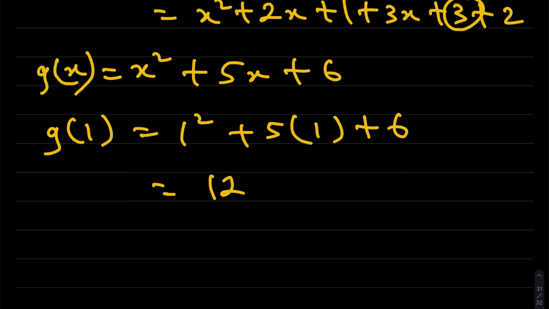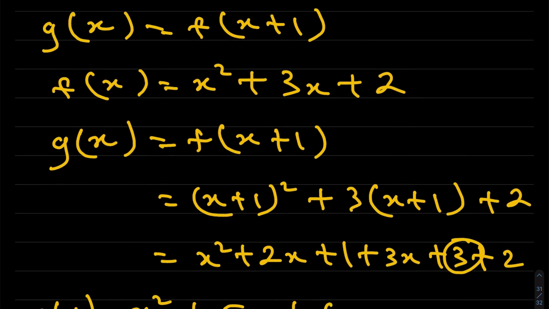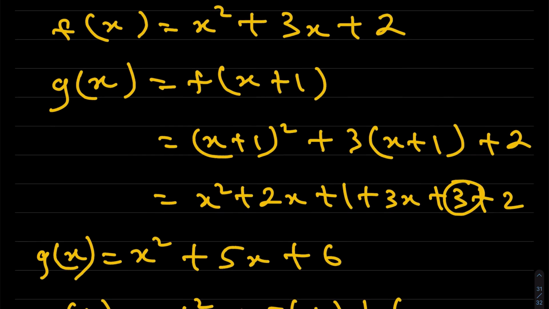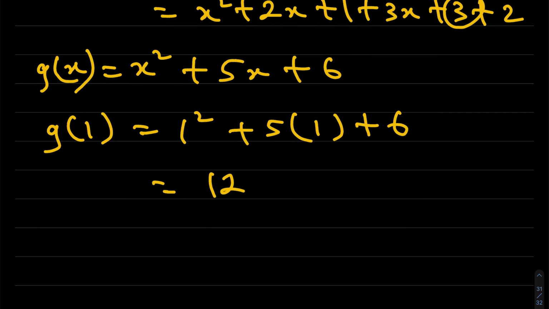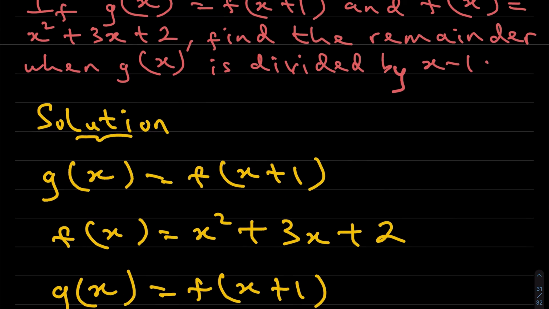The concept of the remainder theorem is very, very useful when you solve questions on polynomials. And g of 1 is 12. That means the remainder when g of x is divided by x minus 1 is 12. And that's it, very, very simply.